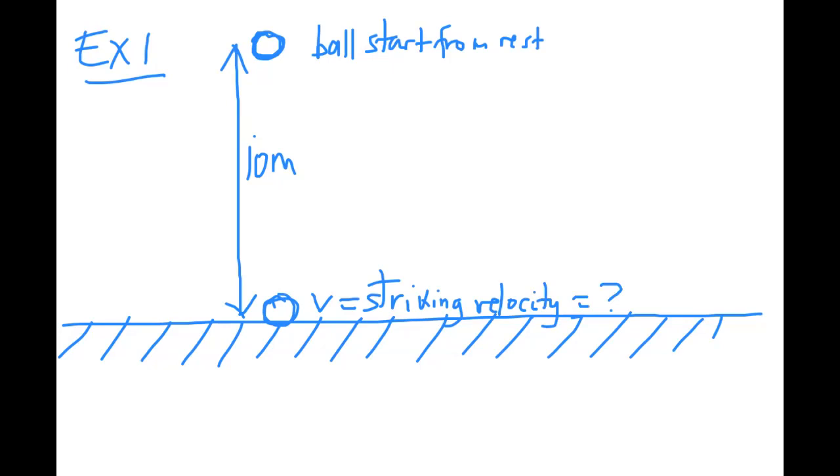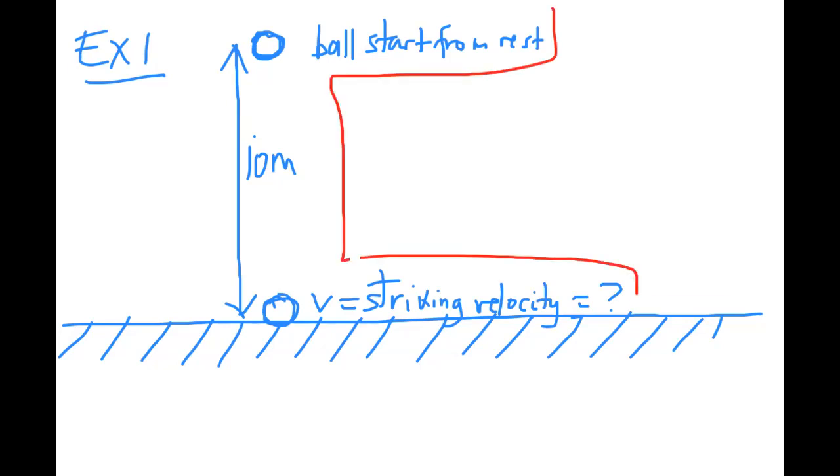We are going to use the principle of conservation of energy to solve this problem. Let me use a different color. I'm going to use red. So to solve the problem, I'm going to use this space here. So the way you start this problem is to say the total energy, which we call total mechanical energy, at position 1 must be equal to the total energy at position 2.